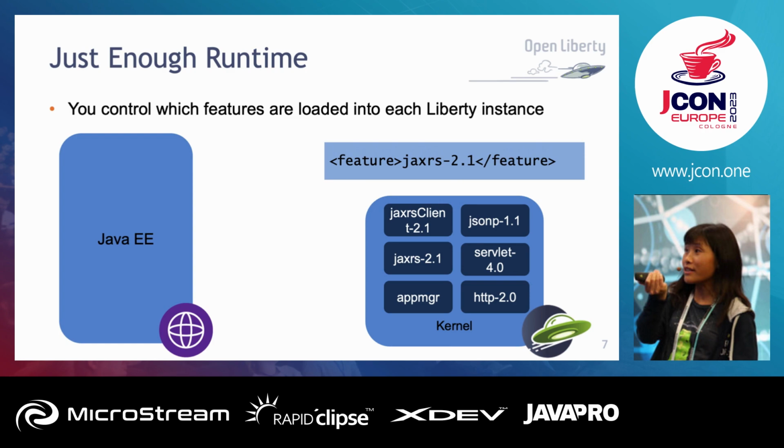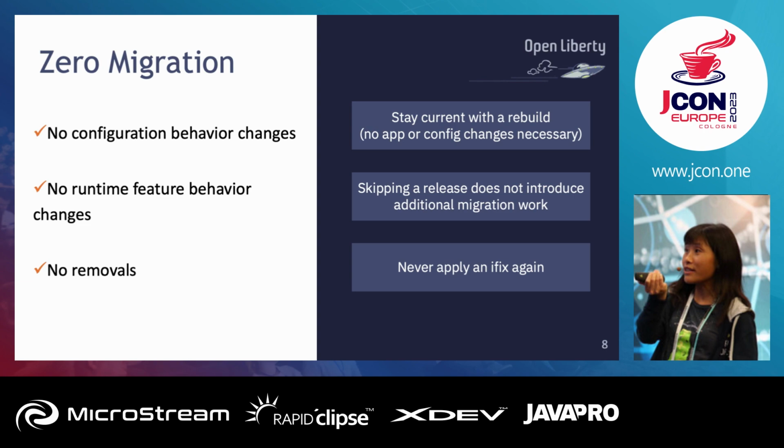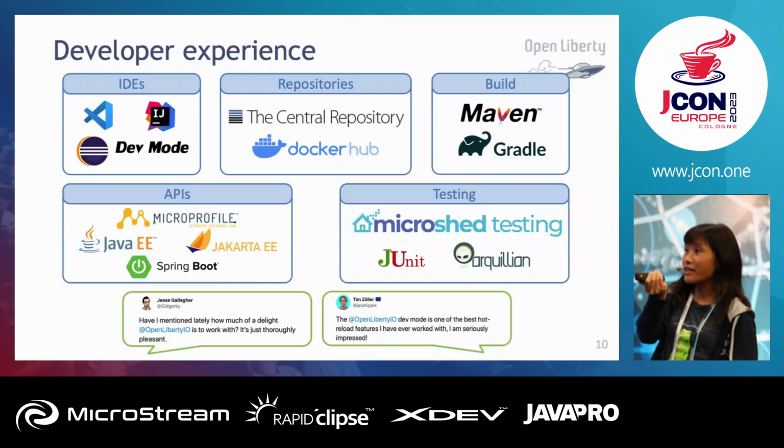Let's have a quick look at the features. Just enough runtime is basically controlled by this feature. If you specify this feature in your configuration, it loads just enough runtime to support this feature. Compared to the old WebSphere, which loads everything, this loads just enough. The other thing is zero migration. So it's no runtime feature behavior change, no configuration change, no removal. We are very serious about zero migration.